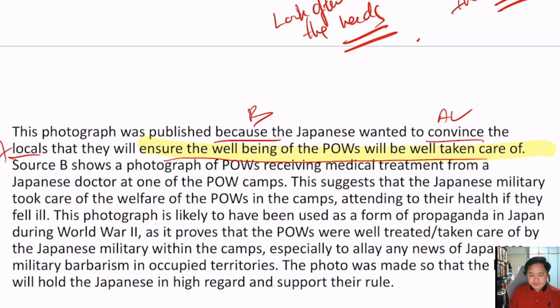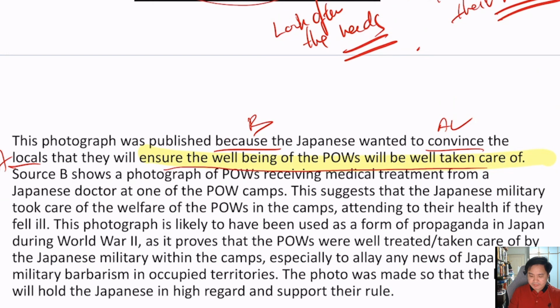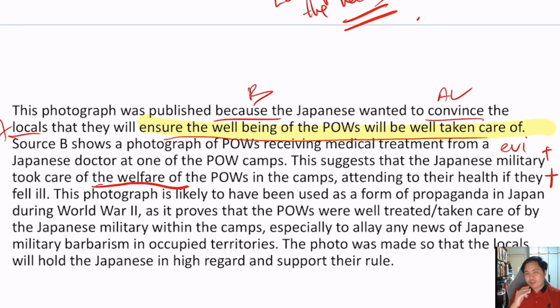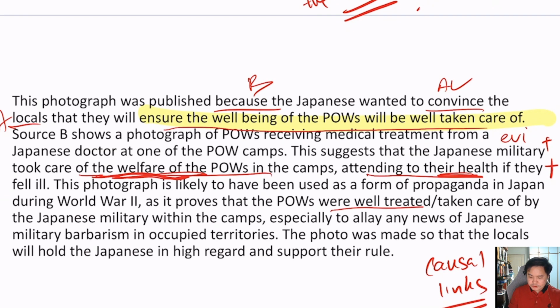Then after that, you write your evidence here. So your evidence is here, right? I'll give a plus here. A Japanese doctor at the POW camp taking care of them, suggesting that you will take care of the welfare. Again, this is just like the inference, right? When you make your explanation, make sure it's in your own words, and make sure it is an extension of the evidence, explanations of the various elements of the picture, right? And the causal links. Again, going back to the causal links. How does this show that they're taken care of? Well, it shows that they look out for the welfare of the POWs, attending to their health if needed, right? And to show that they are well taken care of by the Japanese military within the camps.